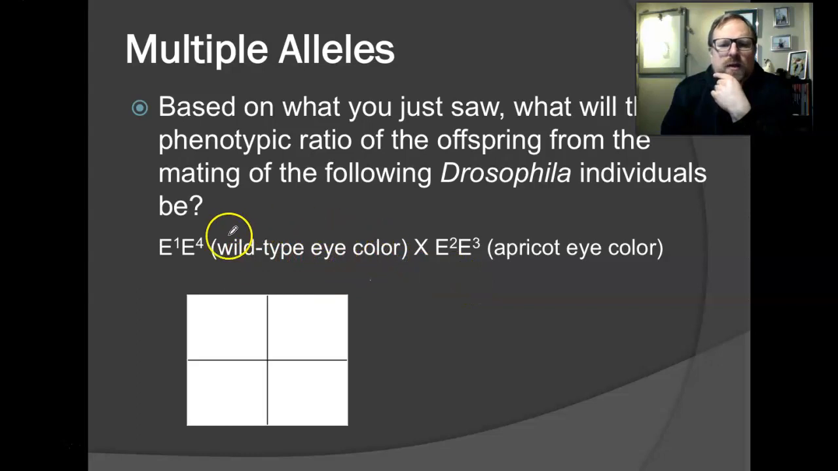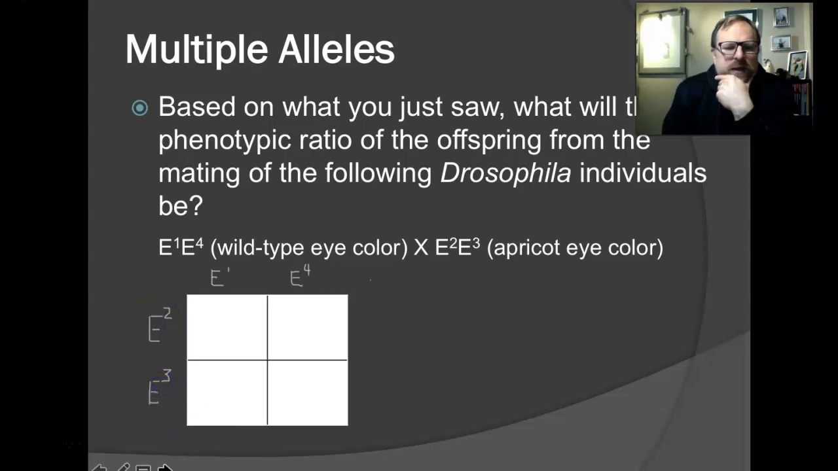So this is a wild type eye color. That's their phenotype. But we notice that this individual is heterozygous, meaning that they have 2 possibilities. So I'm going to write them up here as E1, and we'll split that up due to segregation, and E4. Okay, and then this individual has apricot eye color because 2 overrules 3, just like 1 overrules 4. And we're going to set this up over on this side as E2 and then as E3.